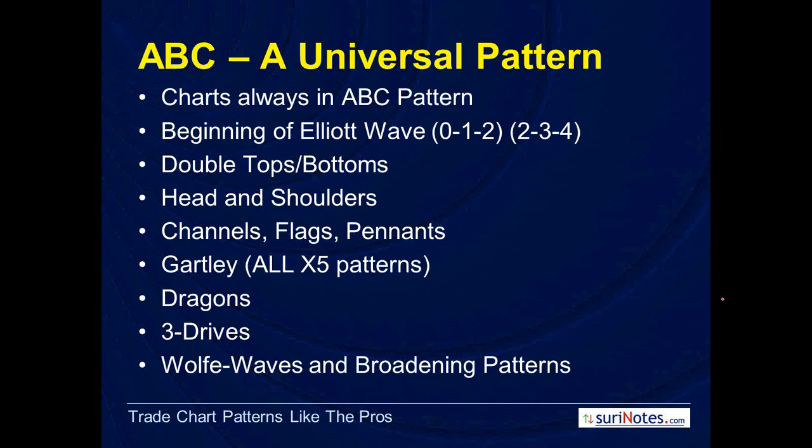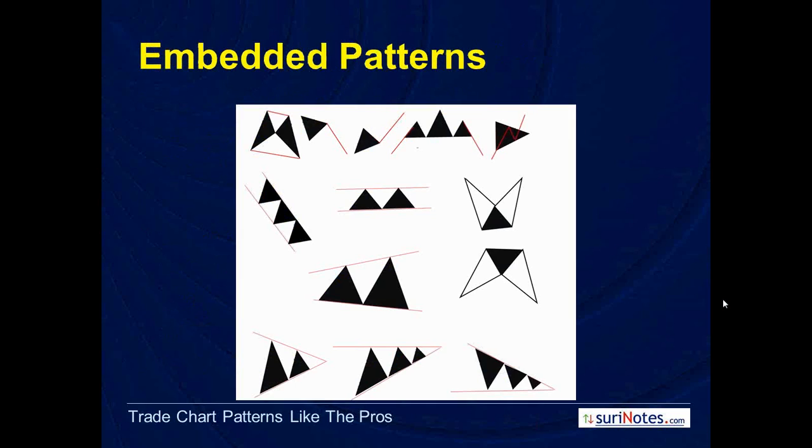And also head and shoulders patterns, channels and flags, and I have a diagram to show you all of this. Gartleys, in fact, are predominantly X5 patterns. X5 means the 5-point patterns are ABC based. And also dragons and 3 drives. All these patterns are written in my book. If you do not know what a dragon is, or you're not seeing any type of 3 drives, you can see lots of examples in my book too.